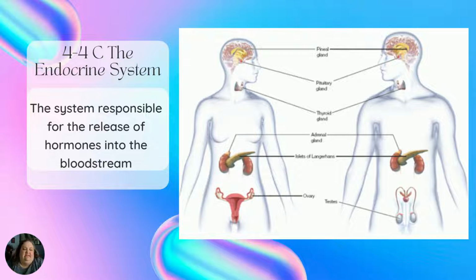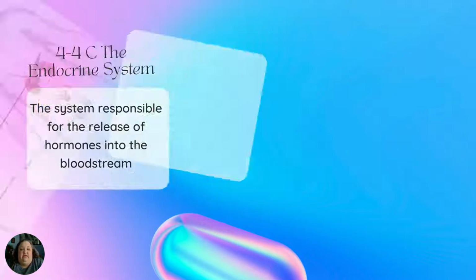All right, so next is the endocrine system. This is the system responsible for releasing hormones into the bloodstream. That's going to be your glands, your thyroid gland, your pituitary gland, your pineal gland, all of those that release the various hormones into your system. That's going to be covered with the endocrine system.